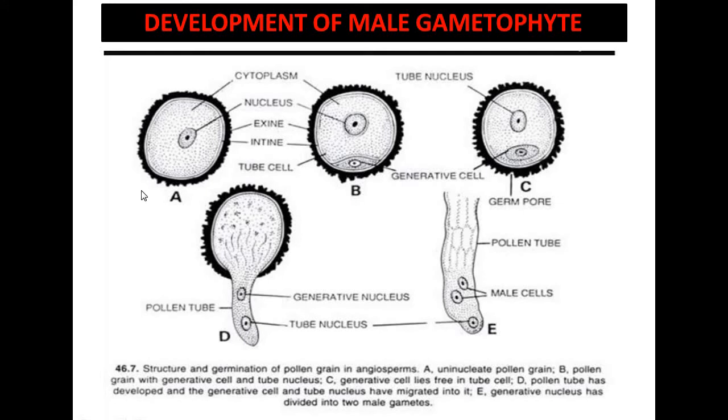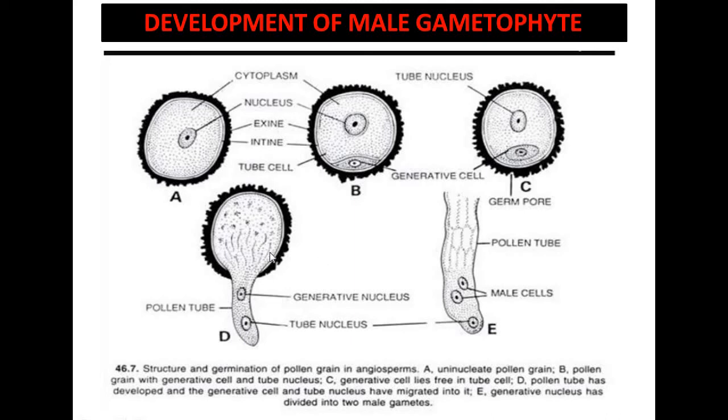Now you can see this is a simple structure. This is a pollen grain having a single nucleus. But now in the next stage it is going to be developed. It is developing two nuclei. Two cells are produced inside that. One is tube cell and second one is generative cell. You can easily see the generative cell is very small compared to tube cell. Now this generative cell is individual and tube nucleus is there.